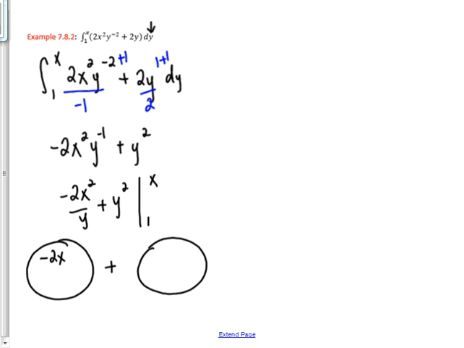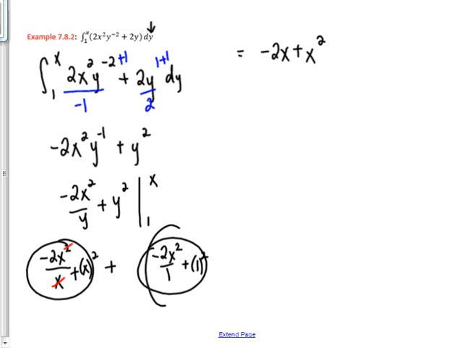If I integrated y, you plug in for y. So I've got negative 2x squared on the top, and on the bottom I'm plugging in x. Plus, I'm going to plug in an x squared, and here I'm plugging in 1 for y, so I got 2x squared over 1 plus 1 squared. Here, one of the x's cancels. I'm left with a negative 2x plus the x squared. Here, that just simplifies to a negative 2x squared, and I've got a plus 1.